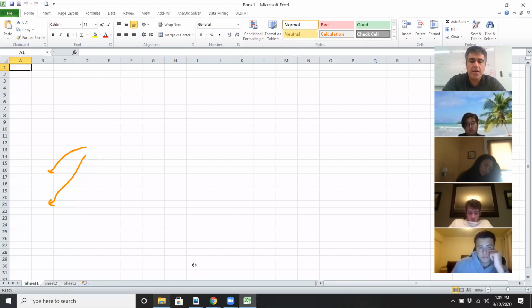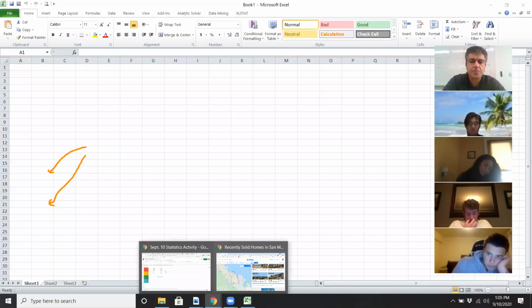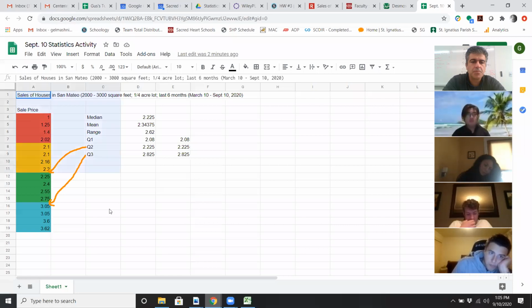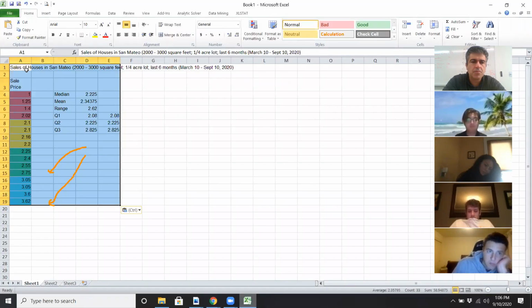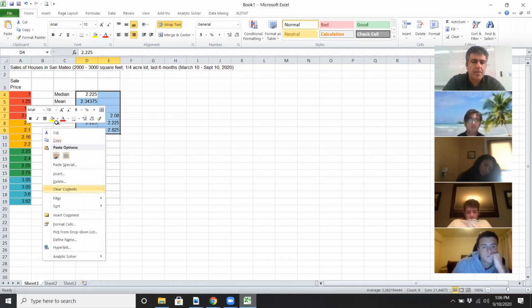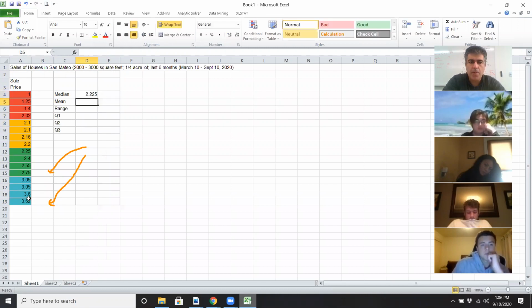So what I'm going to do is copy and paste my data. Now, I didn't copy the formula over. I don't know why I didn't do that. But if I do equals MEDIAN, same thing, right? Highlight. So I was able to replicate that.